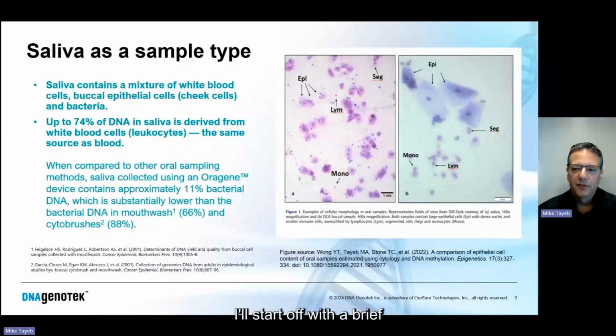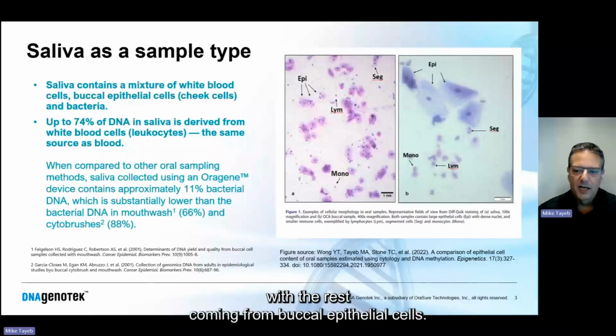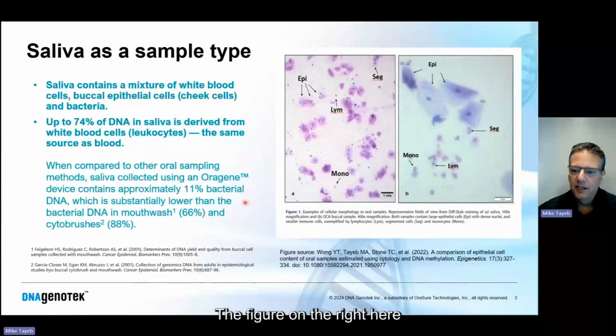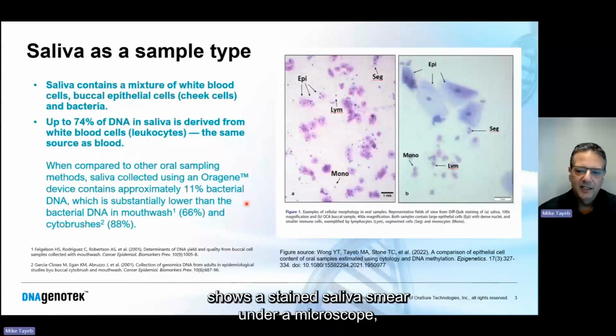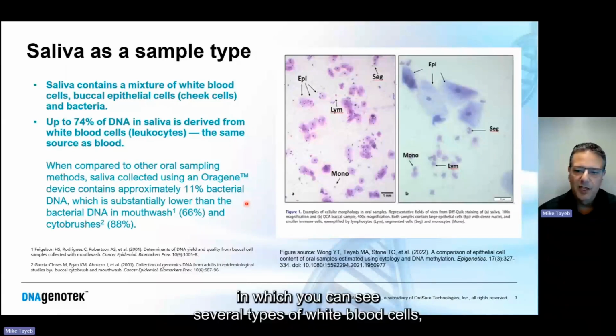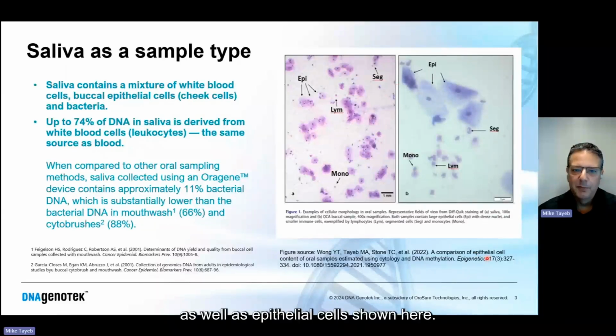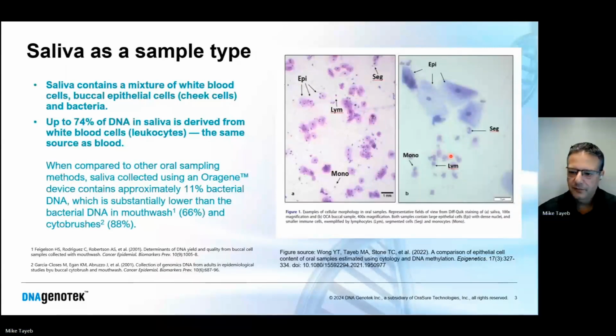I'll start off with a brief description of saliva as a sample type. Approximately 70% of the human gDNA in saliva comes from white blood cells, with the rest coming from buccal epithelial cells. The figure on the right here shows a stained saliva smear under a microscope in which you can see several types of white blood cells listed as monocytes, lymphocytes, and segmented cells, as well as epithelial cells shown here.